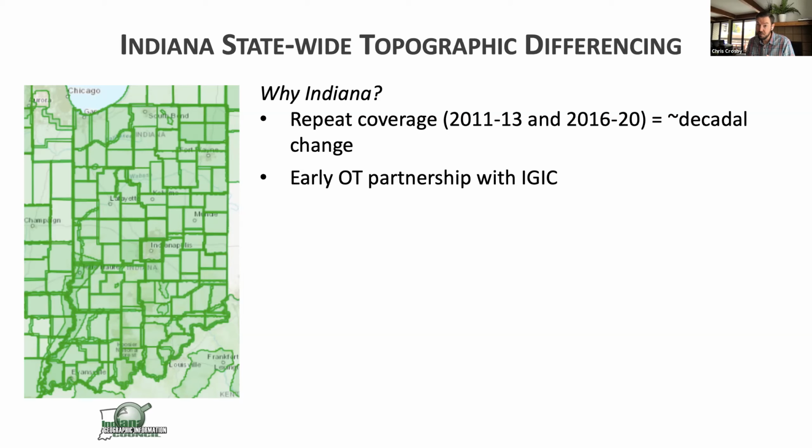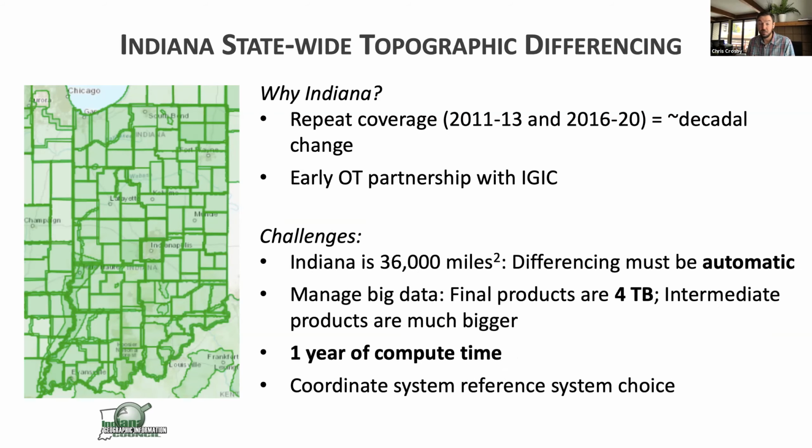Because once 3DEP is complete, you should be able to start thinking about doing this. If we do 3DEP again in 5 years, 3DEP again in 10 years, you should be able to do this nationally. This turns out to be non-trivial. Indiana has 36,000 miles. So you can't do this manually. So this will be automated, this whole process. It's a big data set.